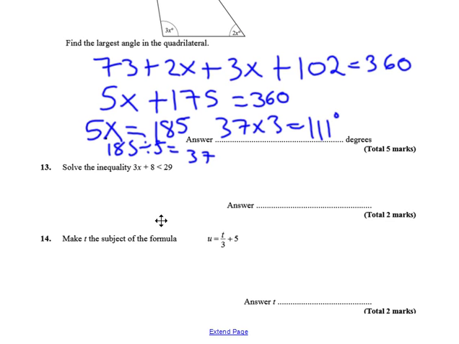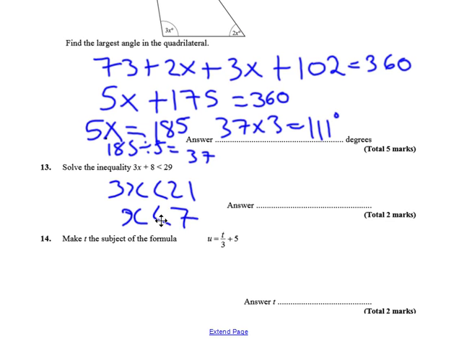Right, we need to solve this inequality. 3x plus 8 is less than 29. We need to work out x on its own. So the opposite of plus 8 is to take away 8. So we're going to end up with 3x is less than 21. And then the opposite of times 3 is to divide 3. So x is less than 21 divided by 3, which is 7. Job done. Thank you, Junaid.